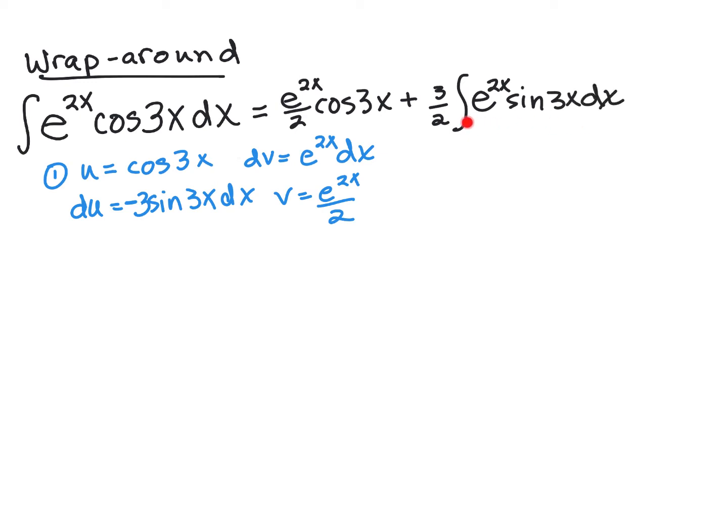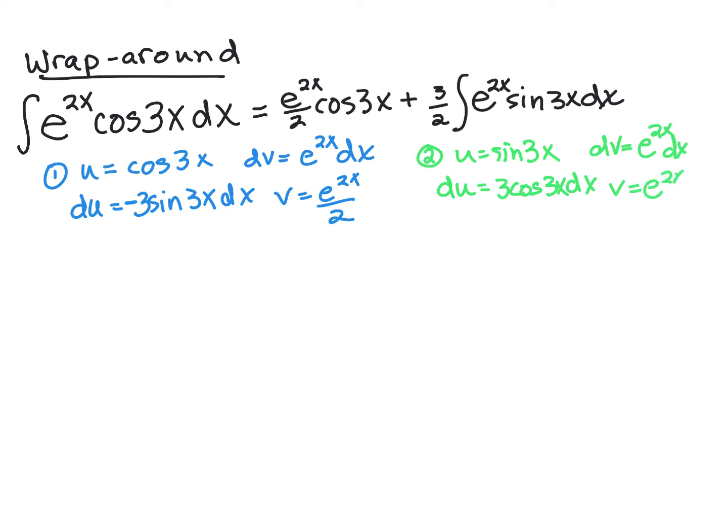Now, this integral has to be done. I can't do it. It's 2 transcendental functions. So I have to do parts again. So I pick my u to be the sine, and the dv is the e to the power and the dx, everything that's left in the problem. Take the derivative of u. Don't forget to chain rule the 3. So I get 3 cosine of 3x dx. Integrate the dv. I get another e to the 2x over 2, just like I did right here.